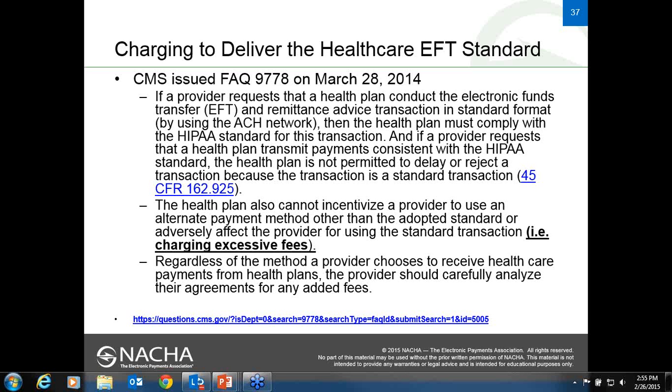We have been made aware of the fact that there are some health plans that want to charge basically a percentage of the transaction value to deliver the ACH transaction. Make sure that you understand whether that is for basic services, just the ACH transaction, or if the health plan is offering value-added services to that. But do make sure that you understand what is included in your agreement and what you are agreeing to before you sign your agreement. Now, please go to the next slide.